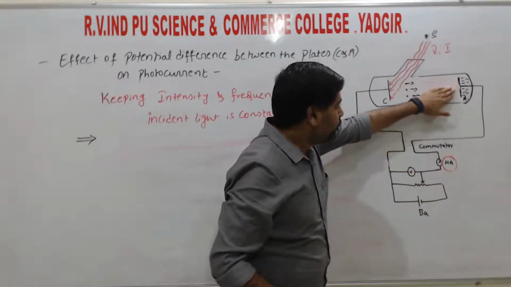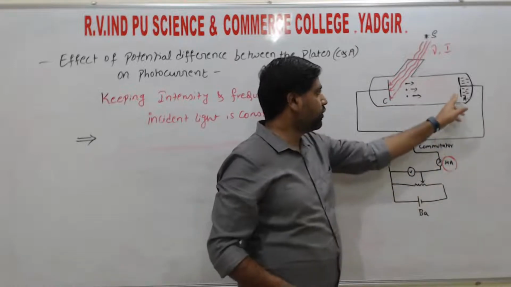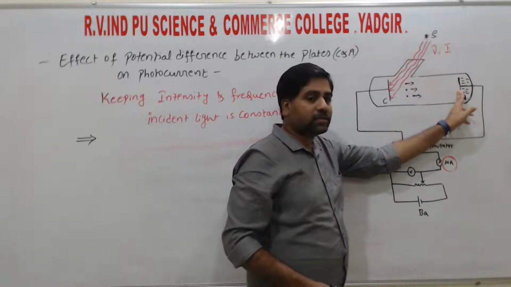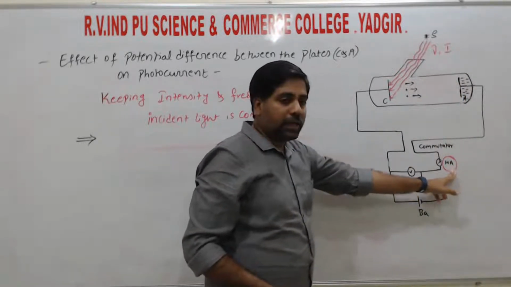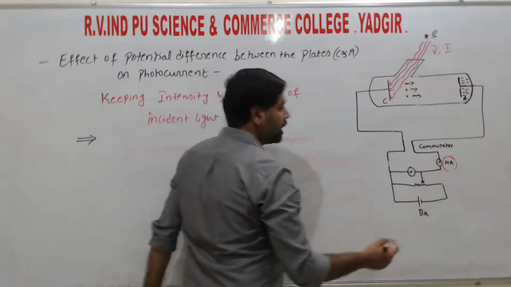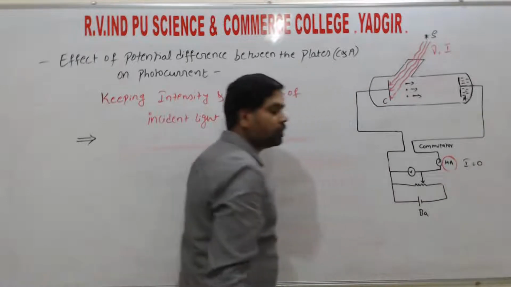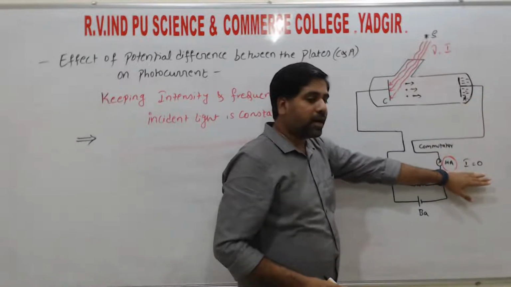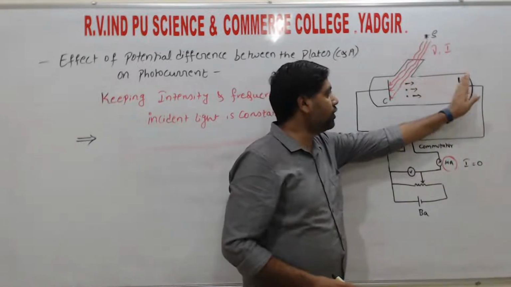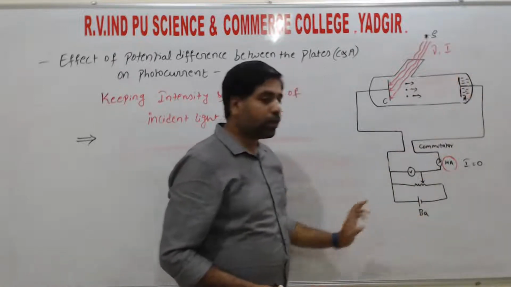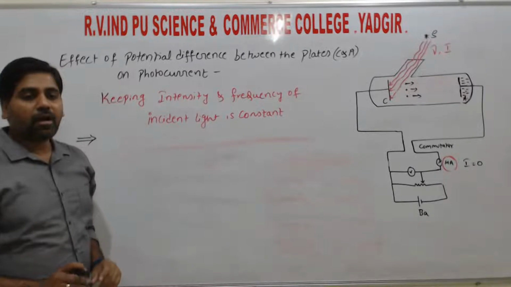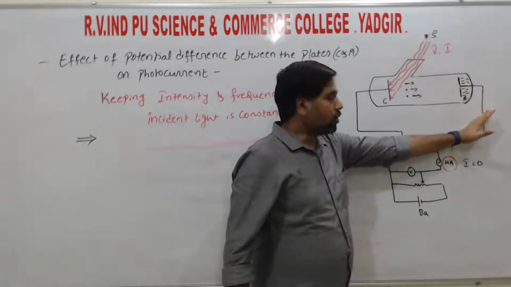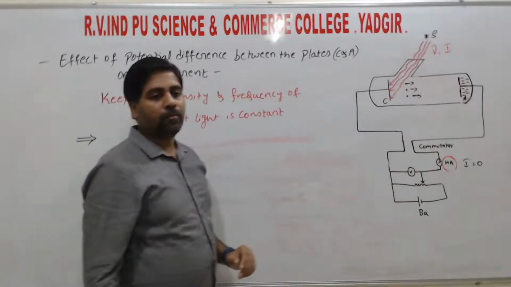If this potential is further increased, then for a particular potential, no electrons will reach this plate. So the current in the external circuit is 0, that is, I is equal to 0. This means that there will be no flow of current in this circuit, as no electrons will reach this plate. We call that potential the cutoff potential or stopping potential: the potential which stops the flow of electrons in the external circuit.